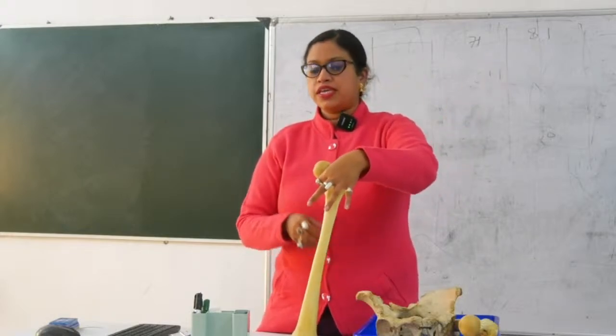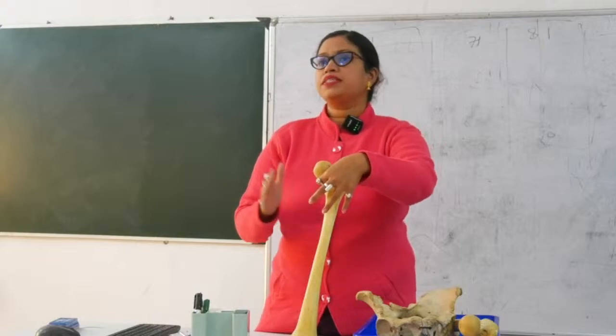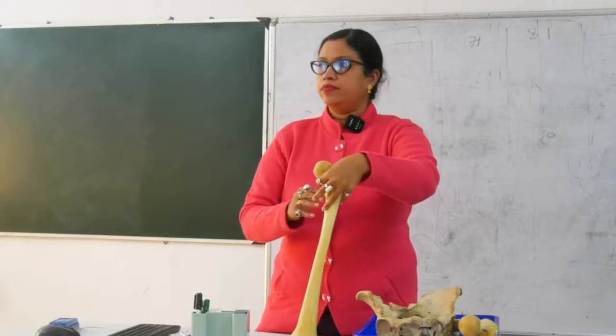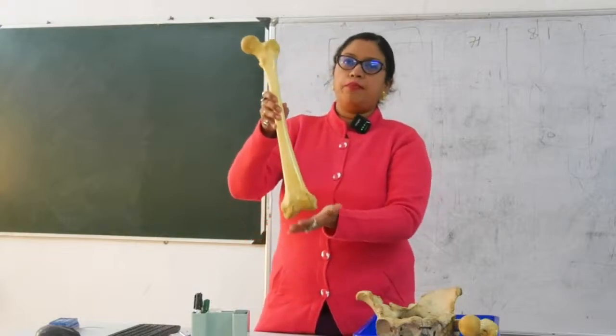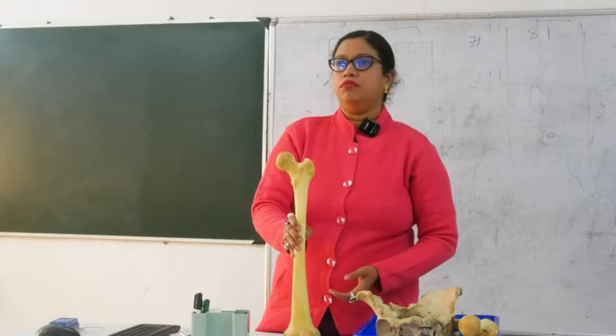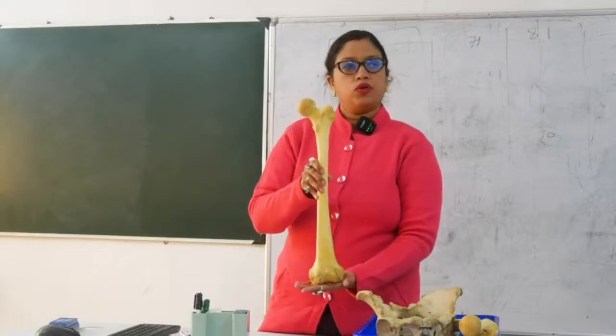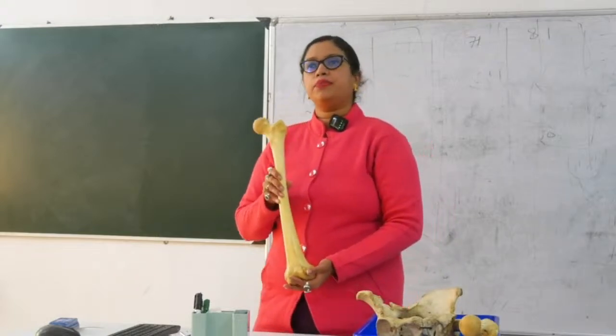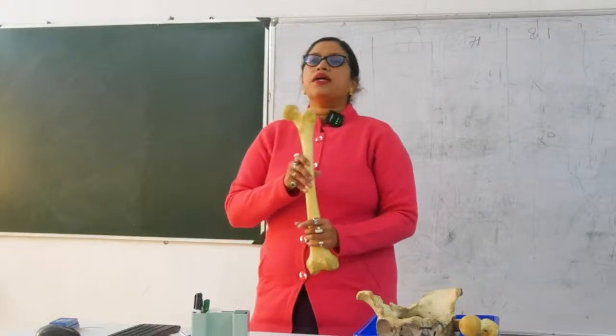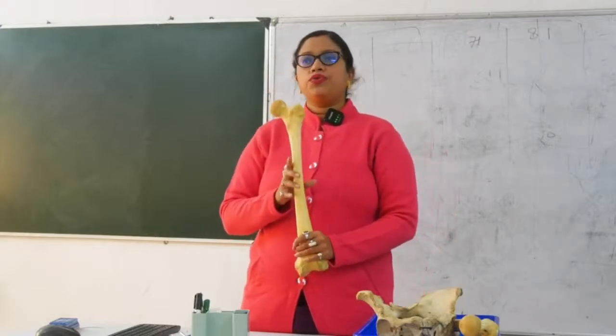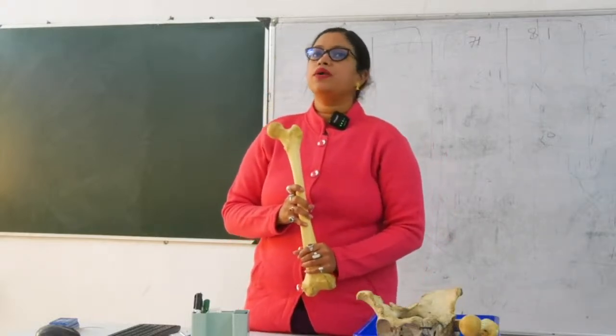So see, it would be like this. It would be somewhat tilted. These two ends must touch the table, both ends. So this is another side determination. So anatomical position and side determination you understood. Now one by one part we will discuss.